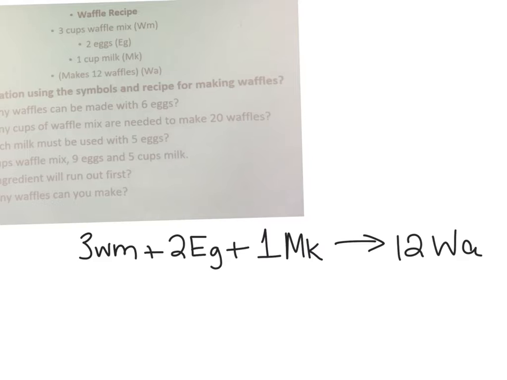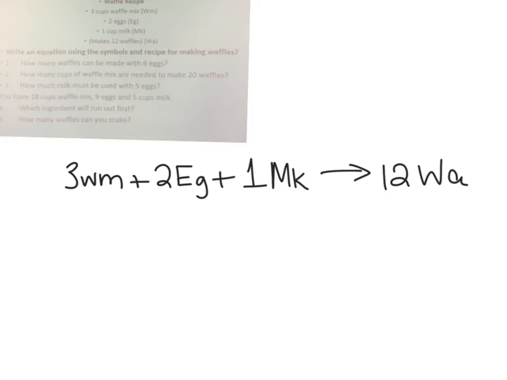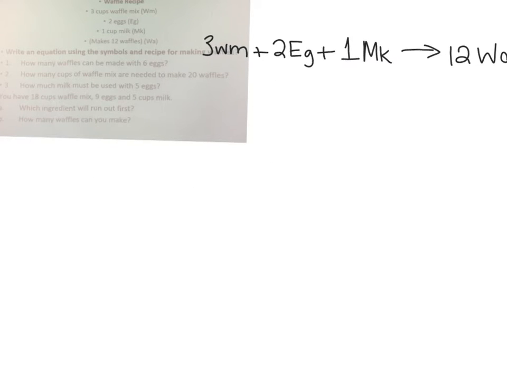Then it asked you how many waffles can be made with 6 eggs. We might have approached this two different ways. So how many waffles can be made with 6 eggs? How many of you did that there are 2 eggs for every 12 waffles, so 2 is to 12 as 6 is to something, and you did a proportion? How many of you did that? I just multiplied it. Cool. You just multiplied because you saw it, okay, all right.